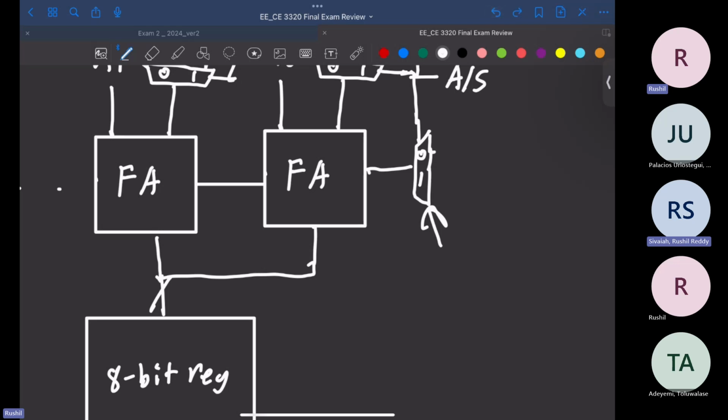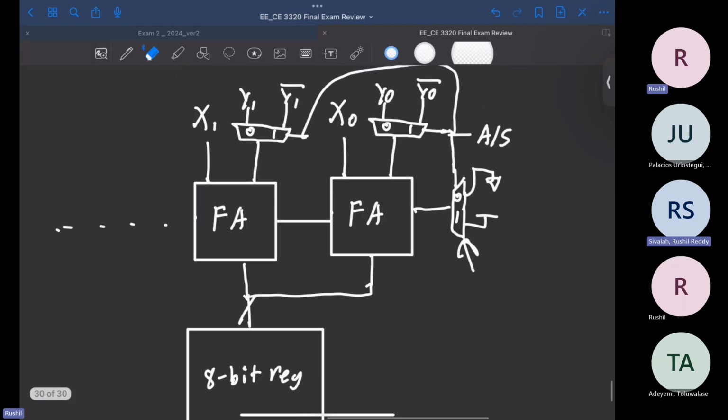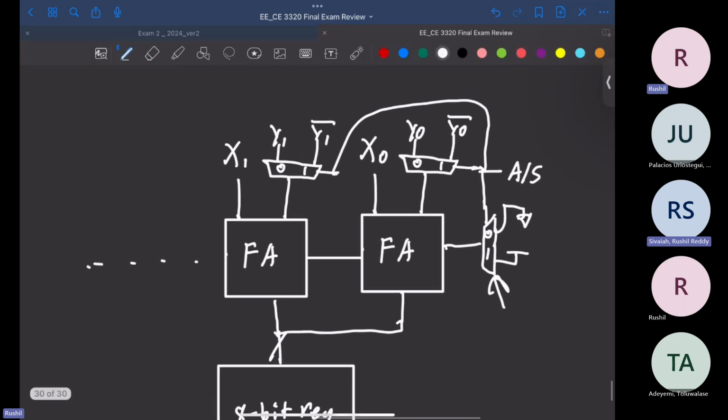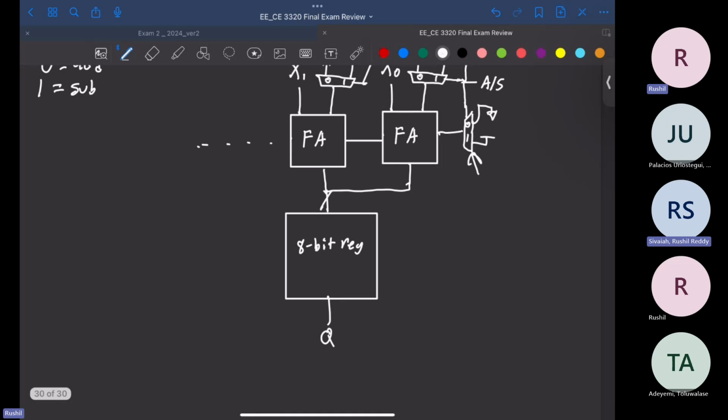This will be tied to ground, and this will be tied to power. So if you get an add, it will put in a 0. If you put in a subtract, it'll put in a 1 for your two's complement, in which case your inverted y will go through, which is the same thing as subtracting. And then that will go into your register file and your output.